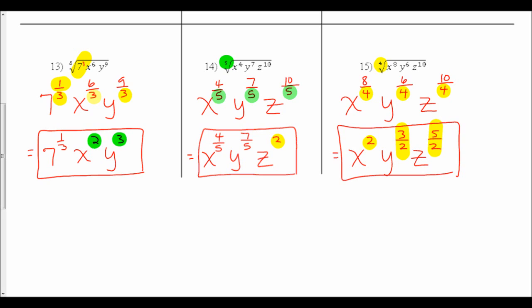When we're working with rational exponents, we can either write answers in radical form or rational exponent form. We just need to read the directions to see what each question is asking.